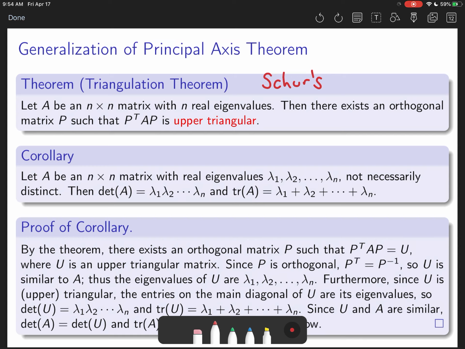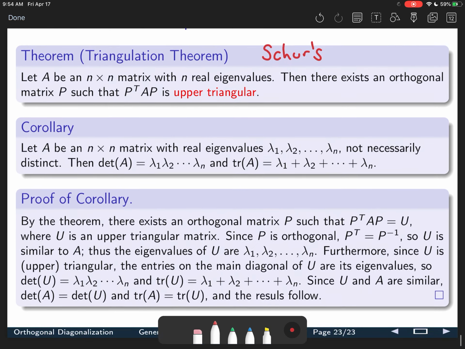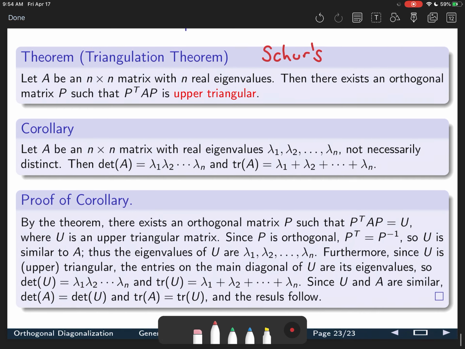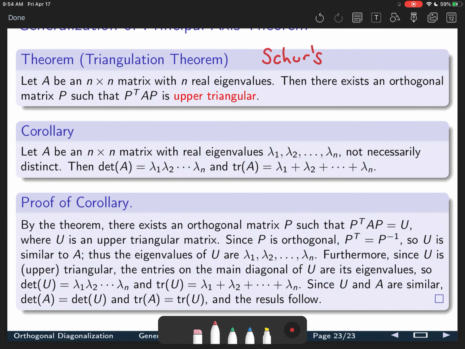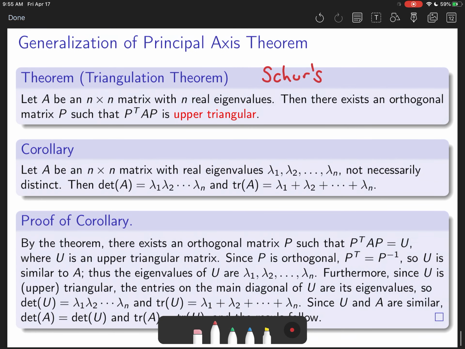One of the things that is mentioned down here is that since the matrix P is orthogonal, P transpose is really P inverse. And so everything that we've talked about with similarity applies here. A very succinct way of saying this is that any matrix A is similar to an upper triangular matrix. And that has some interesting consequences regarding its eigenvalues. So the corollary here gives us two different interesting results.